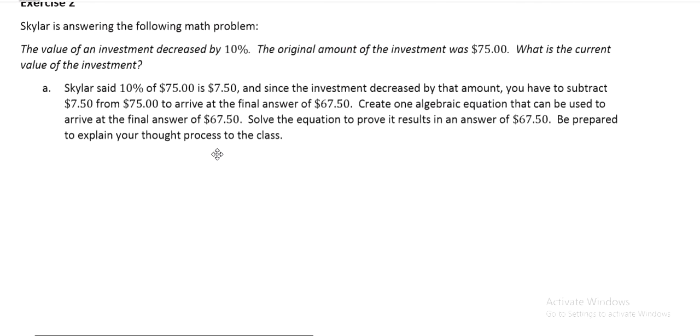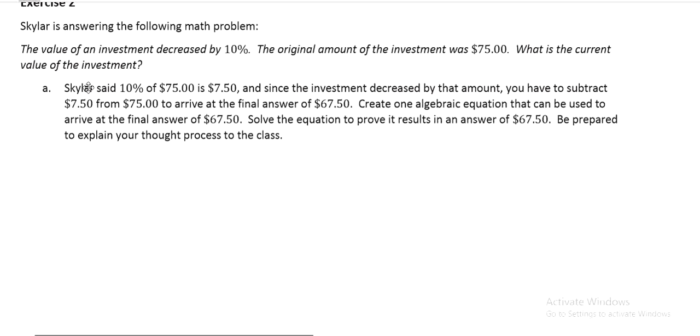So on to exercise 2. Let's check out exercise 2. It says Skylar is answering the following math problem. The value of an investment decreased by 10%. The original amount of the investment was $75. What is the current value of the investment? So that's the problem she is answering. Let's see how she answered it.